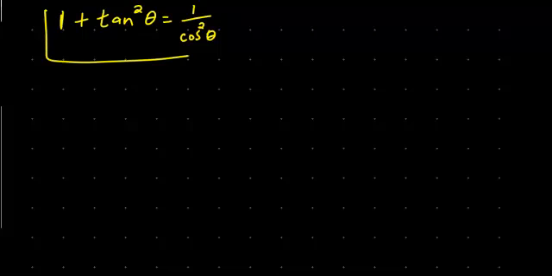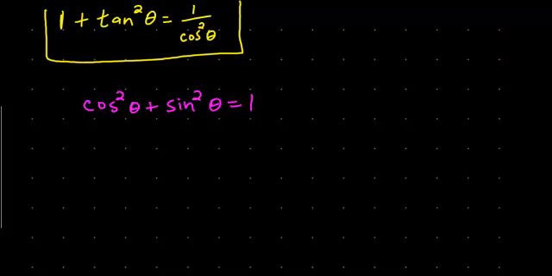This identity here. From the last video, we showed that cosine squared theta plus sine squared theta equals 1. Just simple Pythagorean theorem in the unit circle gives us cosine squared plus sine squared equals 1. Well, we can do anything we want to a math equation as long as we do it to both sides. That is, I could divide both sides by cosine squared theta.